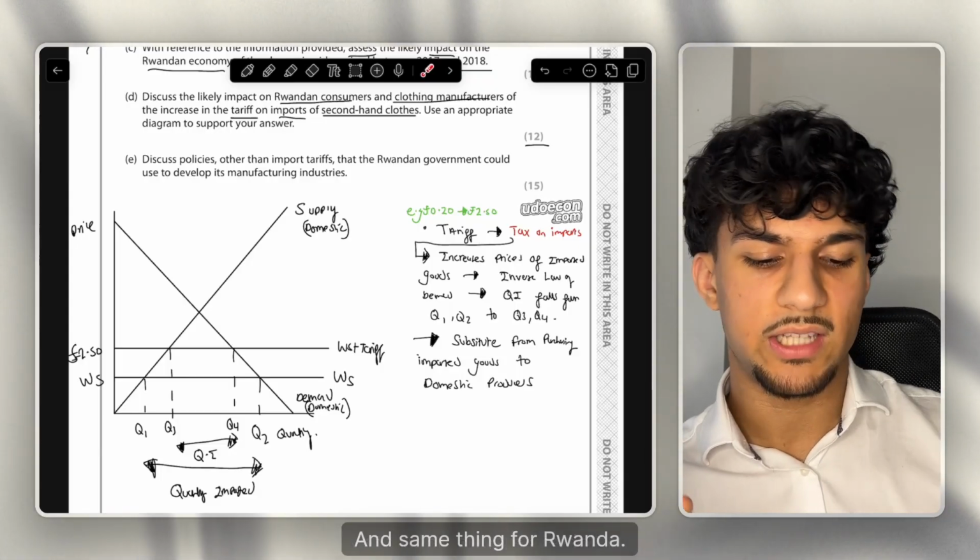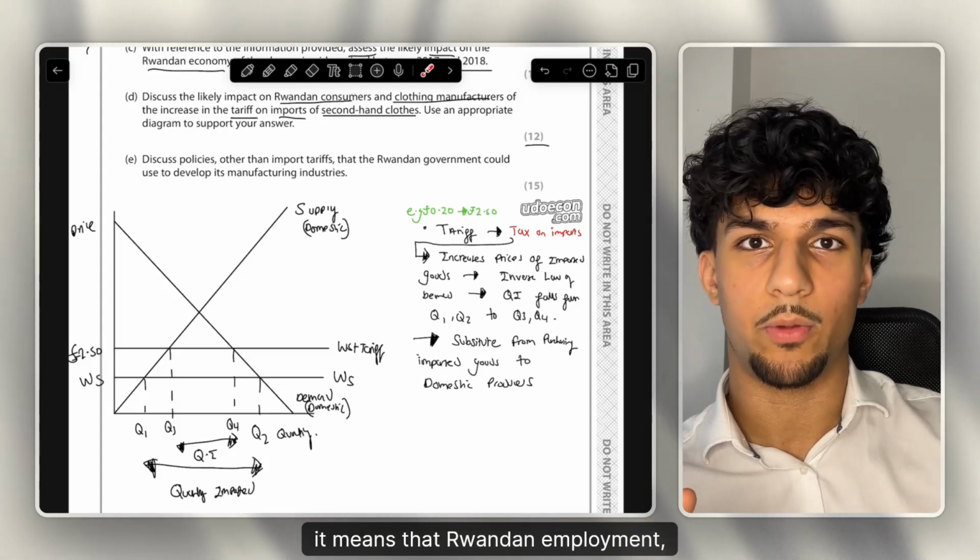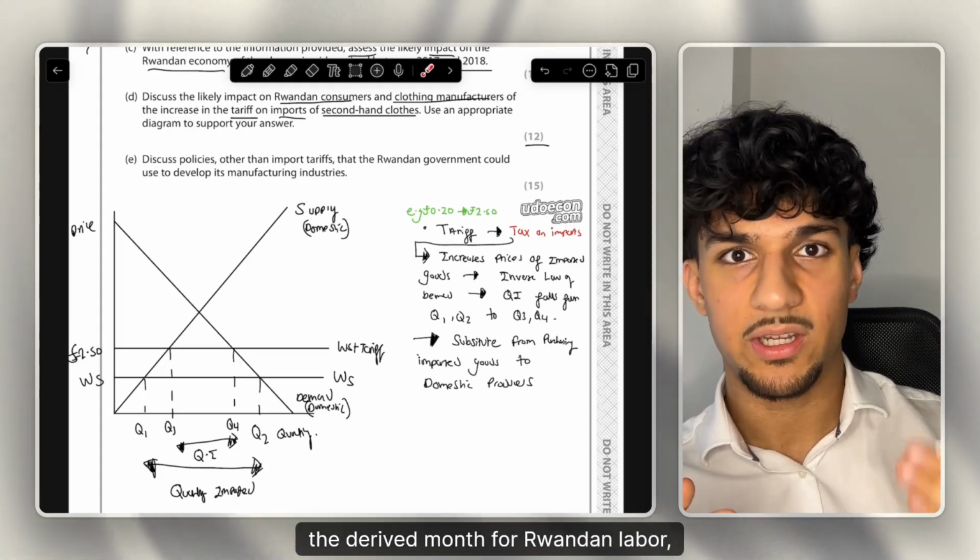And same thing for Rwanda. If Rwandan producers are doing well, they're producing lots of goods, it means that Rwandan employment, the derived demand for Rwandan labour, will remain high.